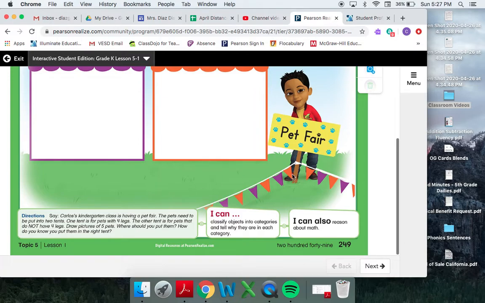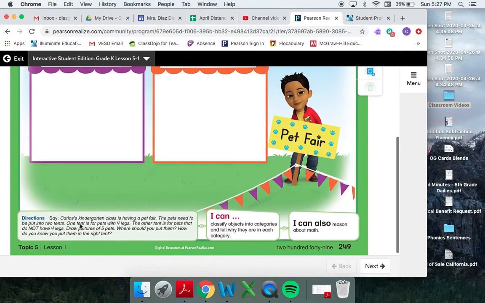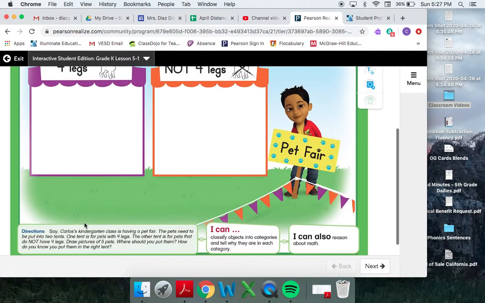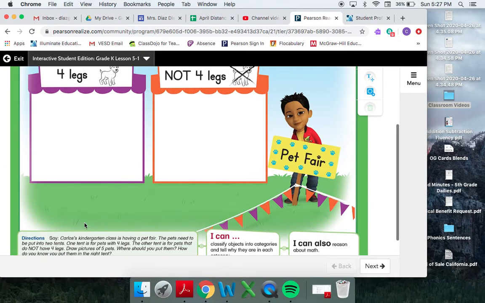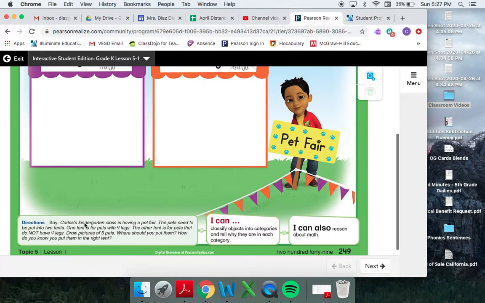Okay, so quick, for this one we're talking about the pet fair. Carlos's kindergarten class is having a pet fair. The pets need to be put into 2 tents. One tent is for pets with 4 legs. The other tent is for pets that do not have 4 legs. Draw pictures of 5 pets. Where should you put them? How do you know?